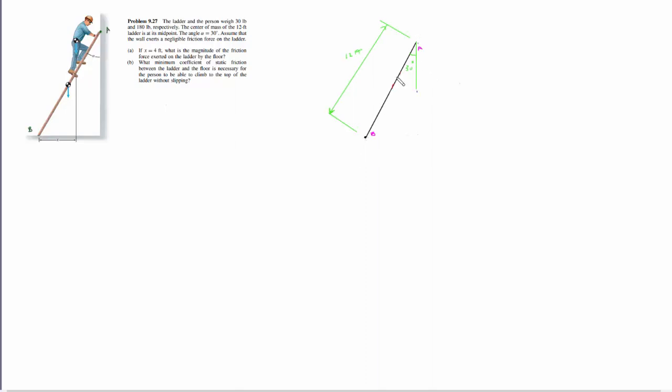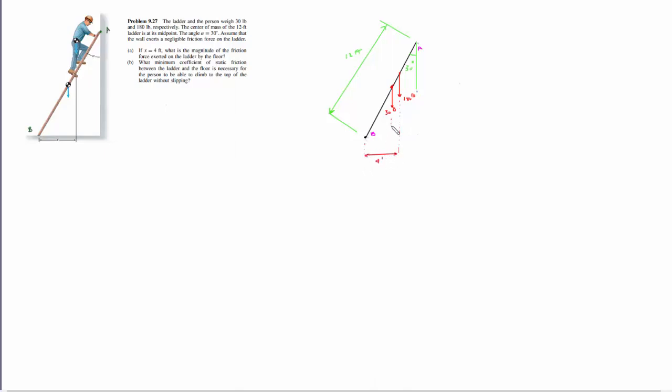So here I already drew the ladder. We have 30 degrees and it's a 12-foot ladder. Other things that we need to draw on our free body diagram would be the weight of the ladder, which is sitting at the center of mass. And then we have the weight of the guy, so 180 pounds and 30 pounds. And if I'm going to draw down like this, we know that this is 4 feet.